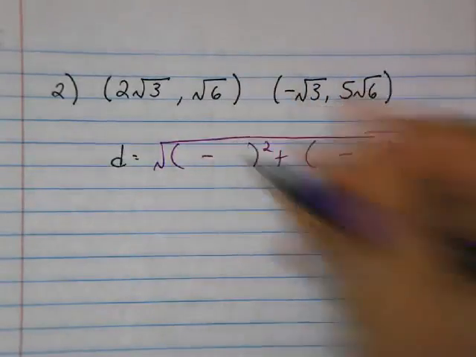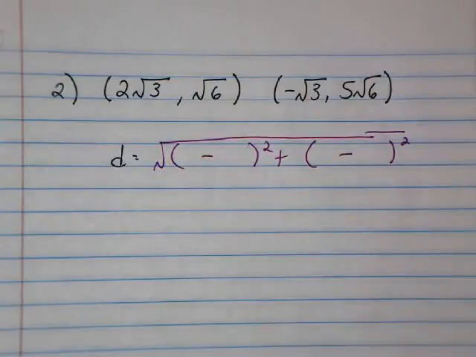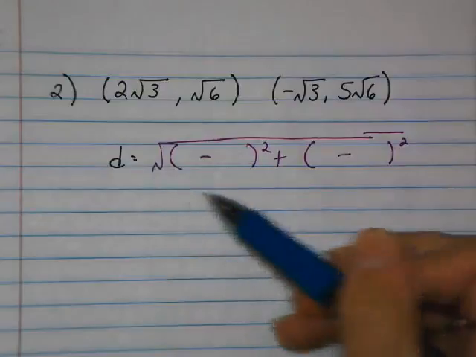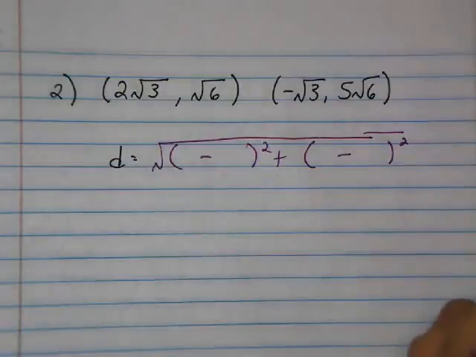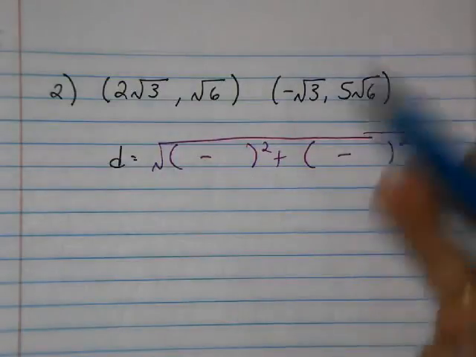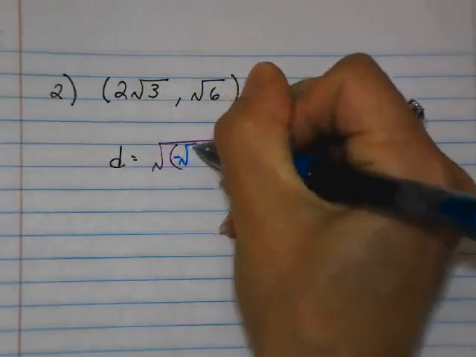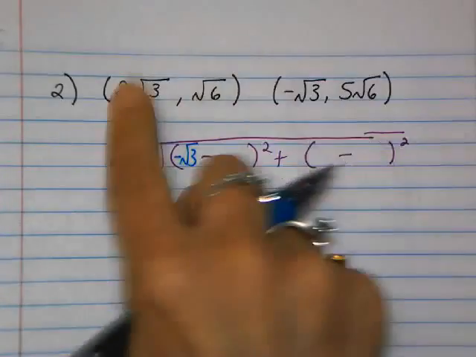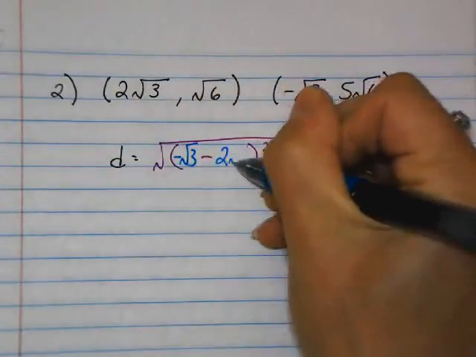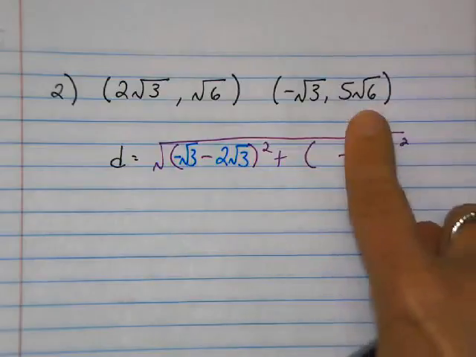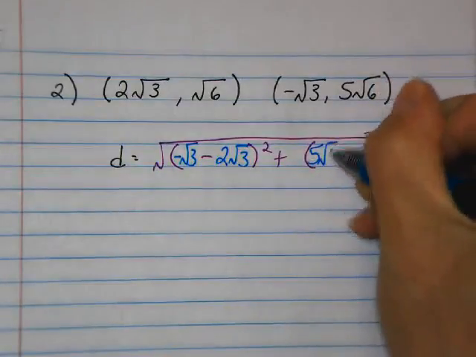Now I'm ready to plug in. So I need my x values first. Hopefully you said x sub 1 is negative square root of 3, and x sub 2 minus x sub 1 is 2 square roots of 3. And now my y values are 5 square roots of 6 and the square root of 6.